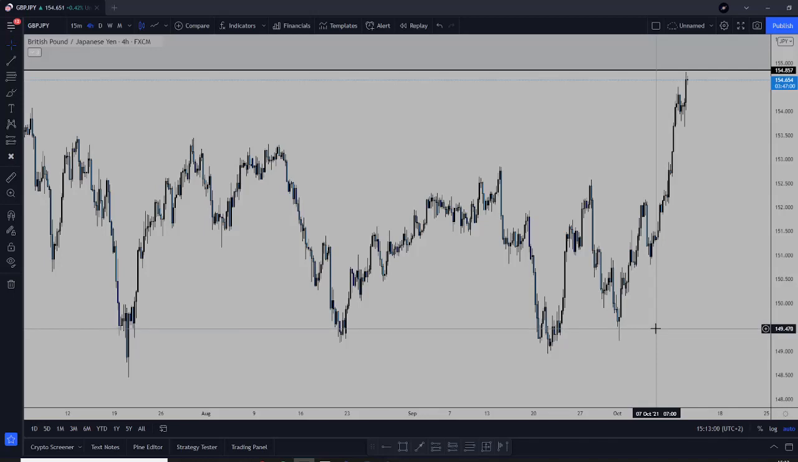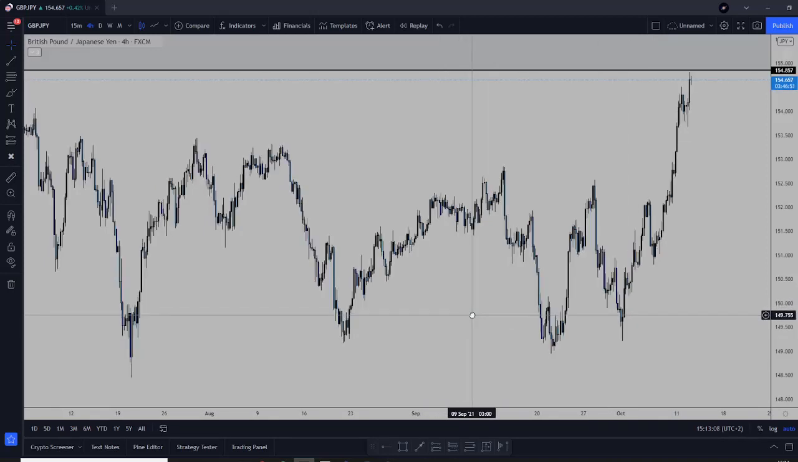Now in this video today we're going to be talking about institutional levels in the Forex market. With institutional levels we mostly mean liquidity levels. Those are the price levels where big banks and big institutions are looking to sell or to buy.